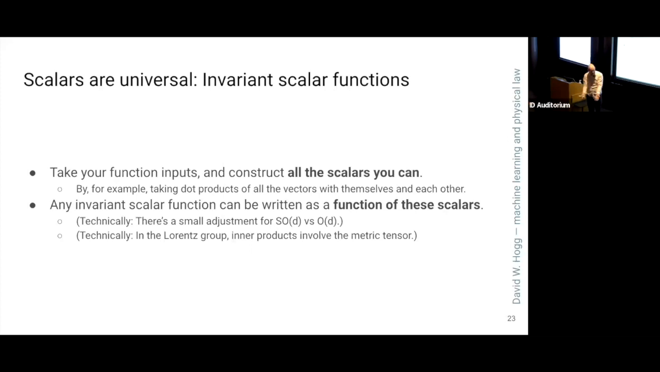That produces all the scalars you can produce. And now you just make the function in terms of those scalars. So the idea is you construct the invariant quantities, and then you just do machine learning or whatever you want to do, linear regression, Gaussian process, deep learning, whatever, on the inputs that you made by making the invariants.